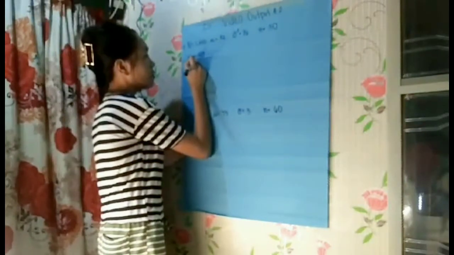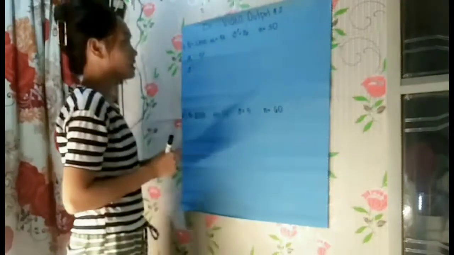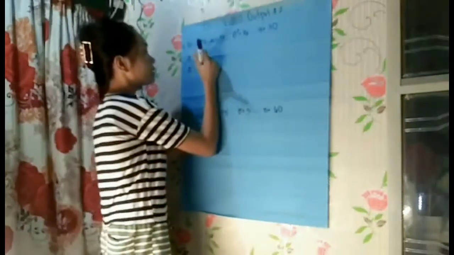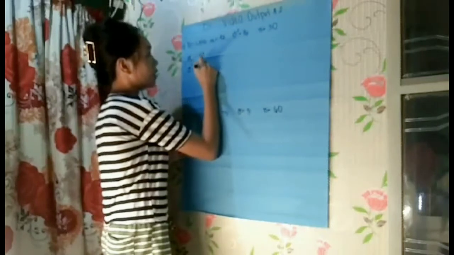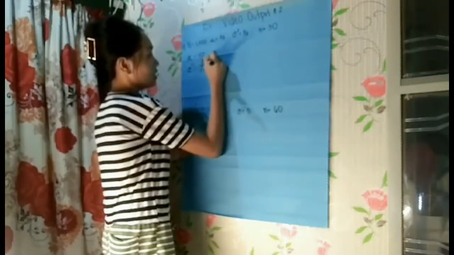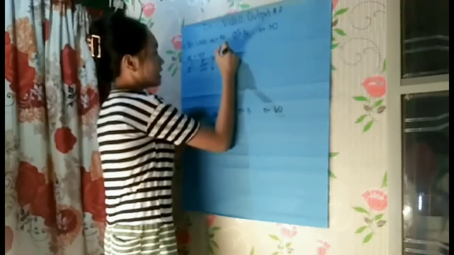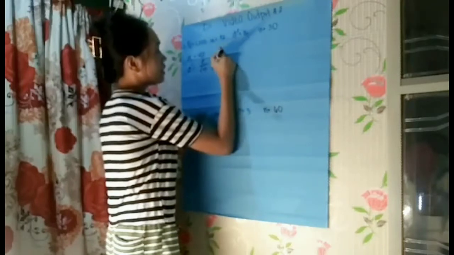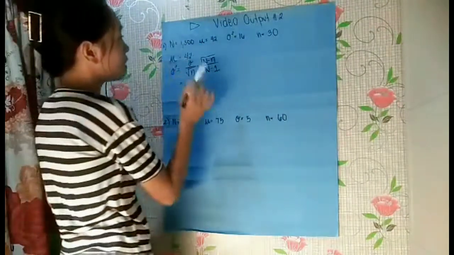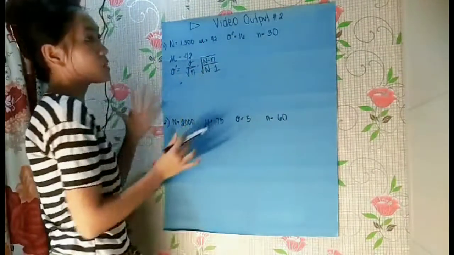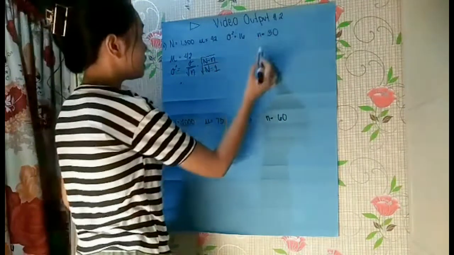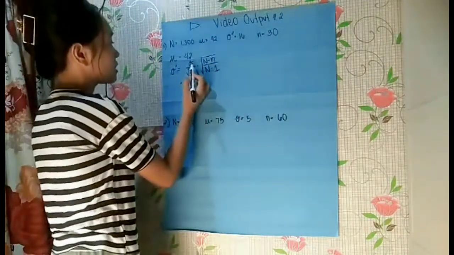Next, we are going to find the variance. The formula is the standard deviation over the square root of the sample size, multiplied by the square root of the population minus the sample size over the population minus 1. So we just have to rewrite this one. Since the given here is the variance, we are just going to find the square root of 16 so that we could get the standard deviation.